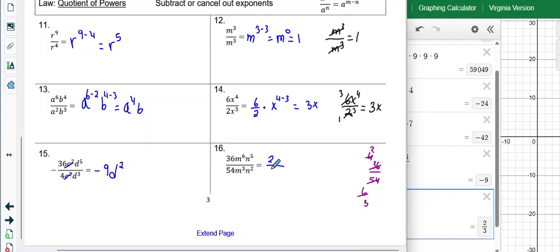Let me go ahead and draw a bigger fraction. And then here you have 6 minus 3. So 6 minus 3 is 3. So that's m to the third power. And then 5 minus 2 is also 3, n to the third power. Now we can write this as 2 over 3. And then m, we can just write this part like this. Okay, both of them are fine.